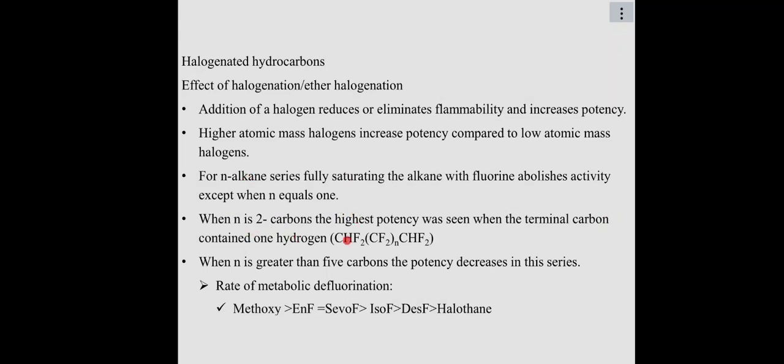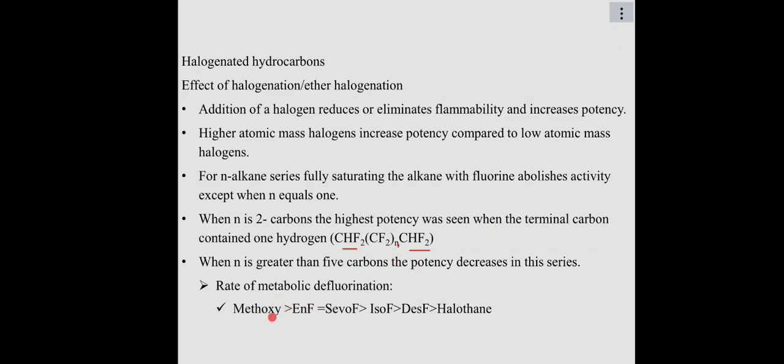When N is 2 carbons, the highest potency was seen when the terminal carbon contains 1 hydrogen. That's what we are saying, that terminal either on that side or that side, and N is 2. So you have CF2, CF2, and then the terminal ones do have a hydrogen to maintain good activity. When N is greater than 5 carbons, the potency decreases in these series, and we have said why, because of very, very high lipid solubility and depotization.